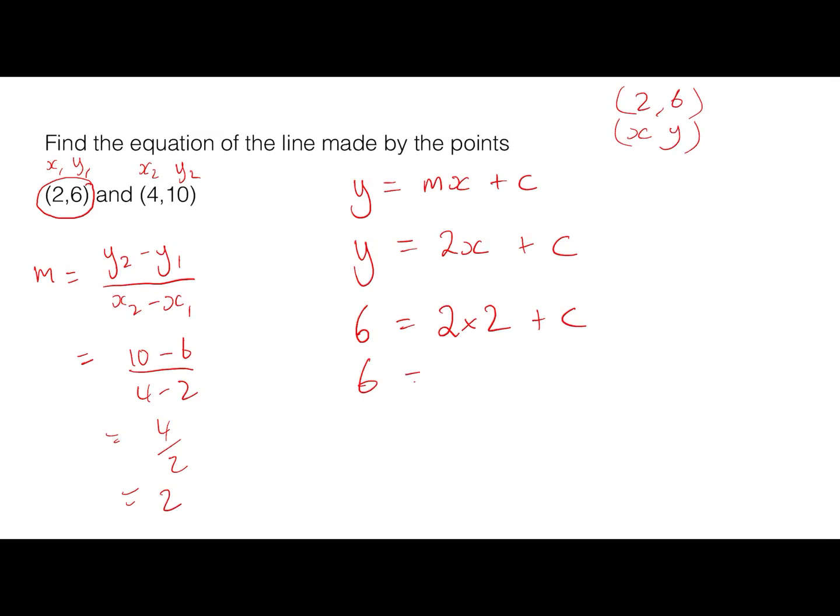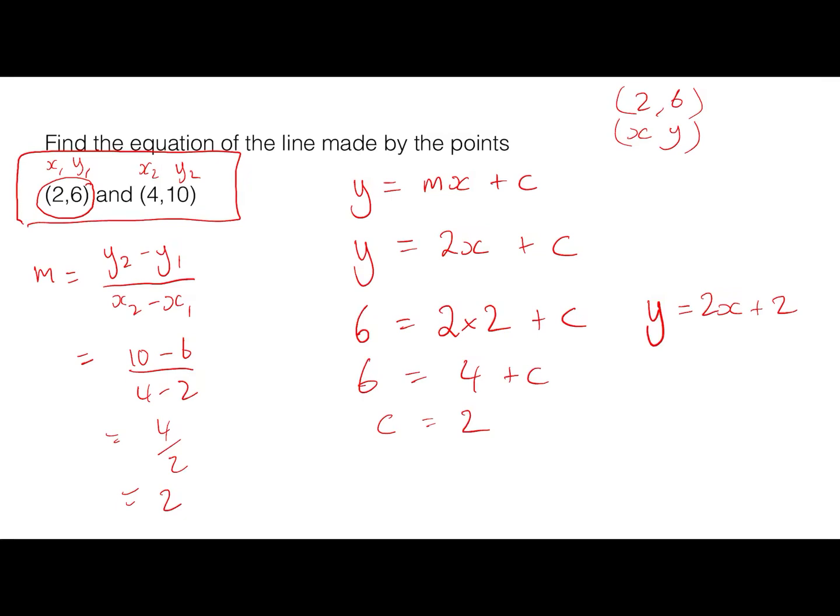So now I'm just going to solve the equation to find out what c is. 6 equals 4 plus c. So c must be equal to 2. Now I can write my final answer. y is equal to 2x plus 2 is the equation of the line that joins these 2 points together.